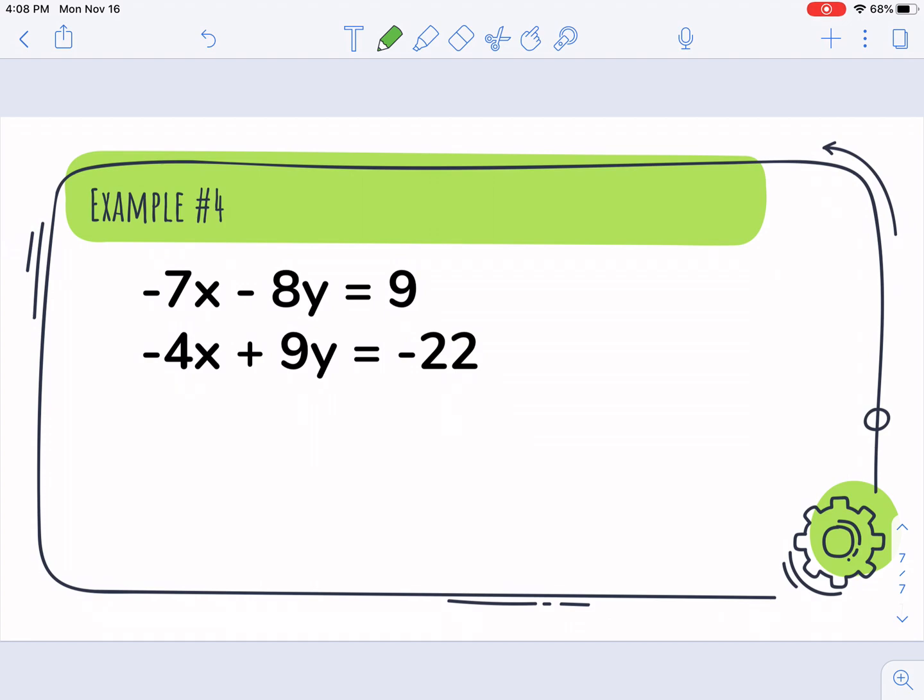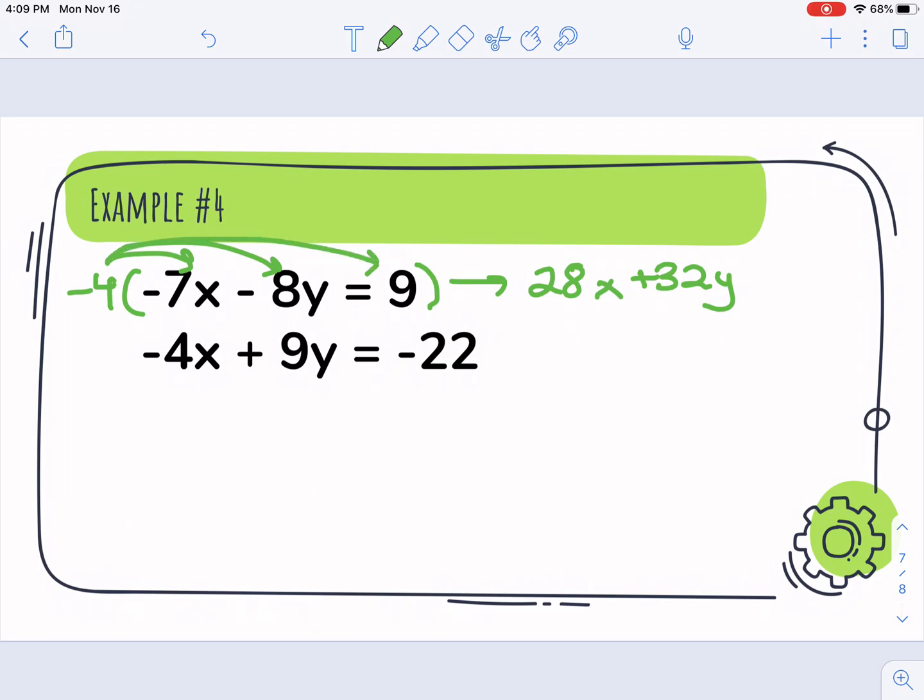I'm going to want a 28x and a negative 28x. So I'm going to try that first. So I'm going to go ahead and multiply this top equation by a negative 4. This is going to be my positive 28x. So I have 28x. Negative 4 times negative 8y is 32y. And negative 4 times 9 is negative 36.